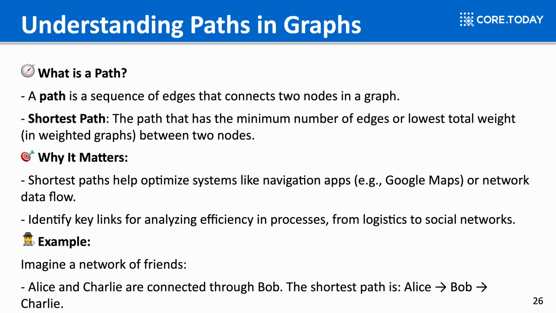Paths are one of the most fundamental concepts in graph theory. Imagine you're navigating a city: the roads are edges and intersections are nodes. If you try to get from Alice to Charlie, the shortest way might be through Bob. But what if you want other criteria, like road conditions or traffic? That's where weighted graphs come in. We'll focus on the basics and calculate the shortest path using NetworkX. Think of it as mapping efficiency in real life.